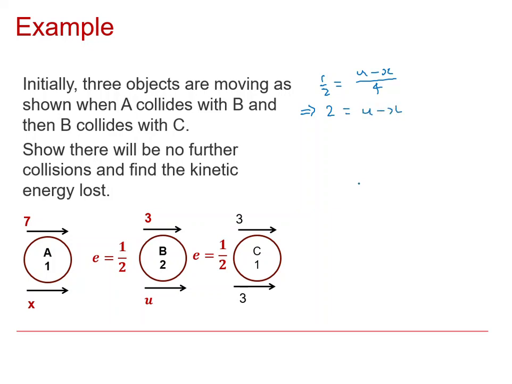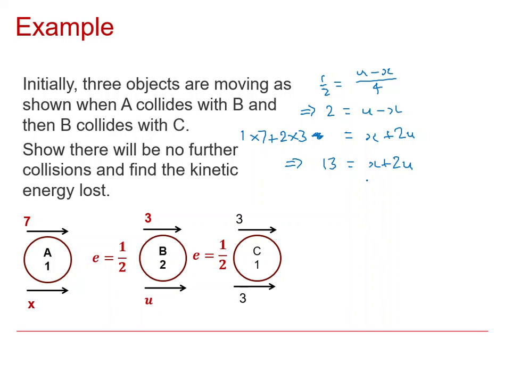That's our first equation. Now we'll also have a momentum equation, and that will come from saying that the momentum before, which is 2 times 3, plus, that's for the B, I should perhaps have put the A first, so it's 1 times 7, plus 2 times 3, and that's equal to the momentum afterwards, which is 1 times x, plus 2 times u. So you see there we've got two equations in two unknowns. We could simplify the second one: 1 times 7 and 2 threes makes 13, equals x plus 2u.